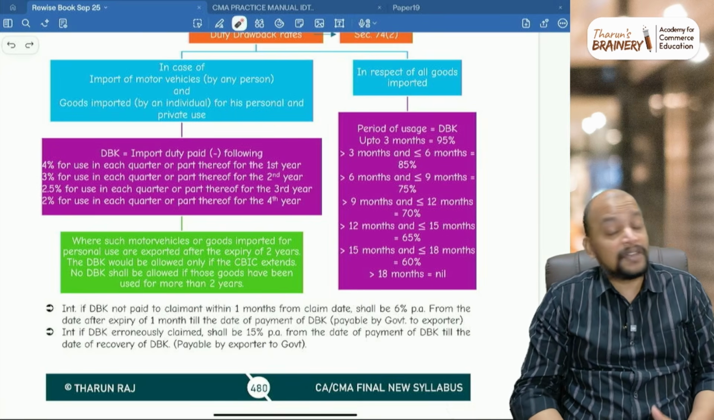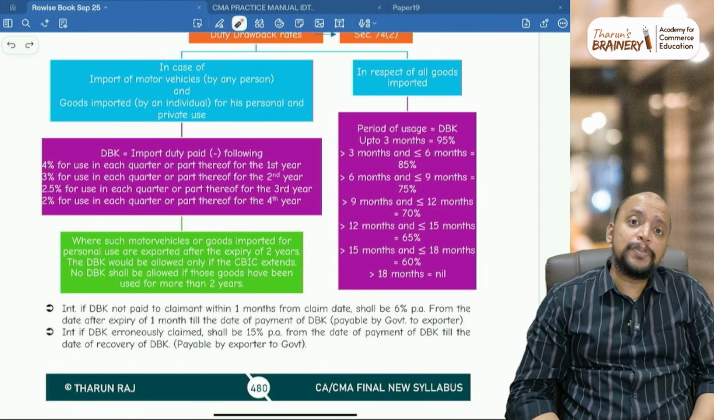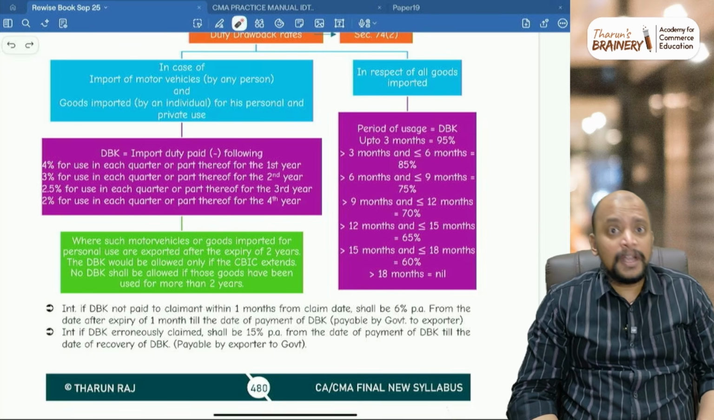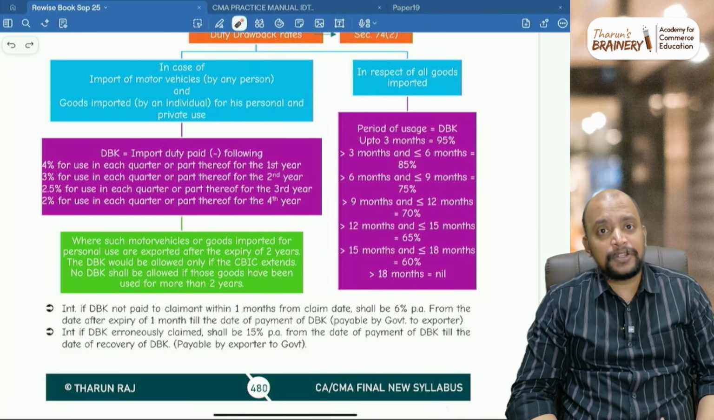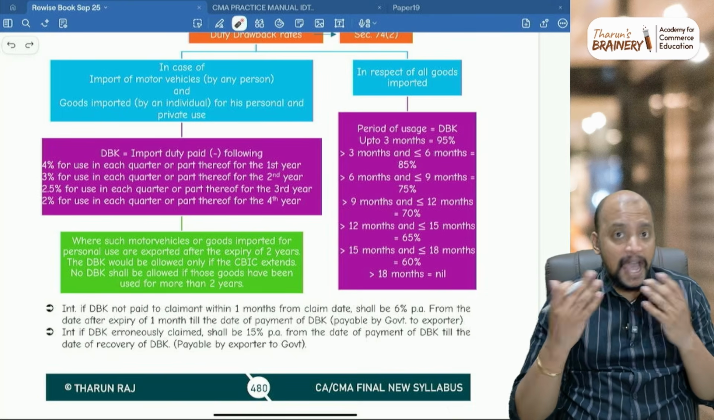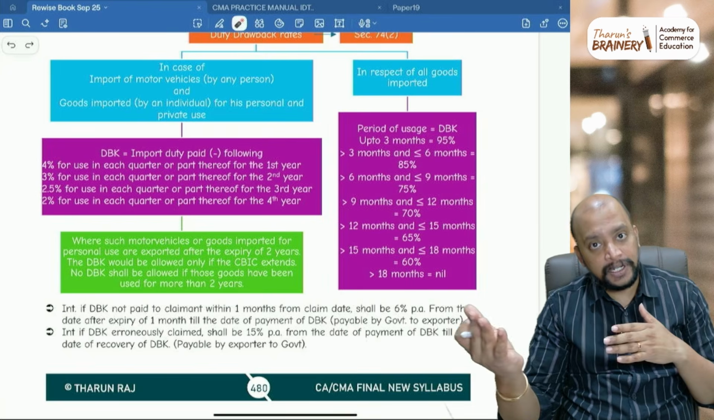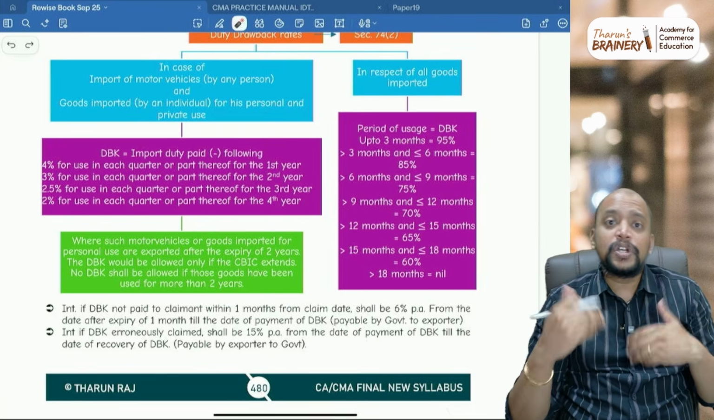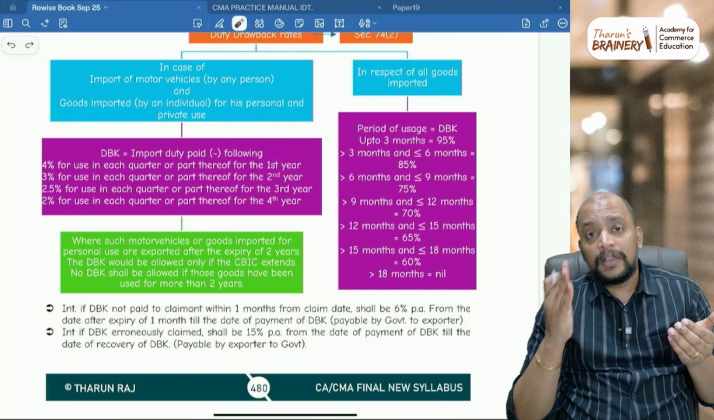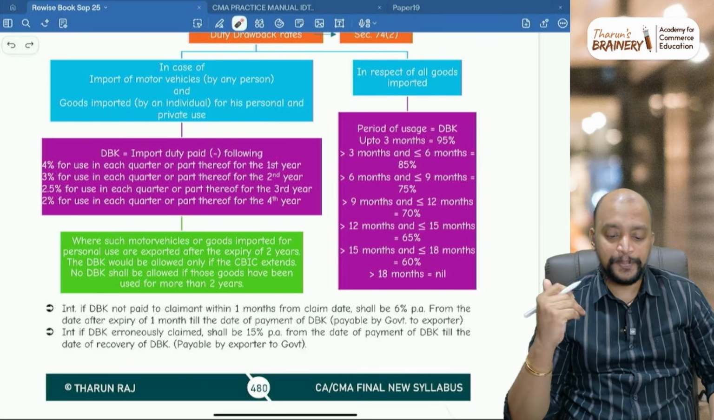Should we remember these rates? Of course, yes. You have to remember these rates because in the question they will be giving the period of usage. Depending upon that, you need to determine the number of days or months that you have used, and how to compute this period of usage. As usual, from the date of payment of customs duty on import till the let export order, that period should be taken. Should we take quarter as calendar quarter or 3 months as 1 quarter? 3 months should be counted as 1 quarter, not the calendar quarter.